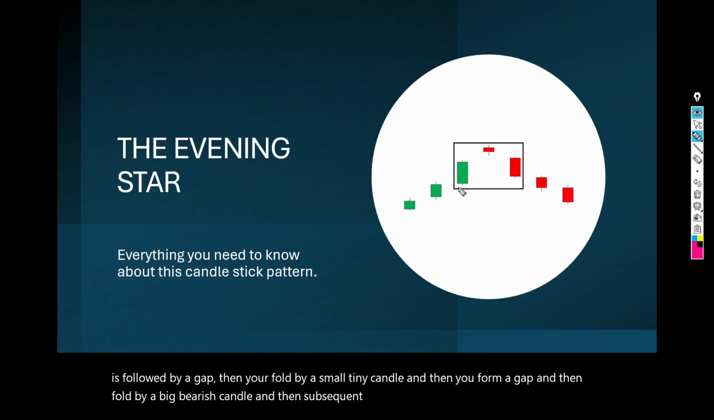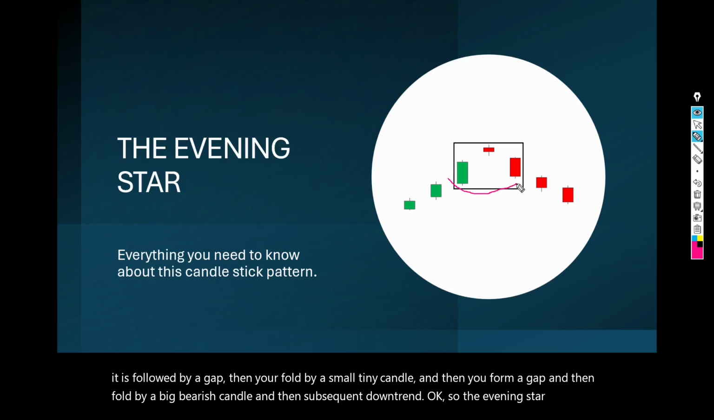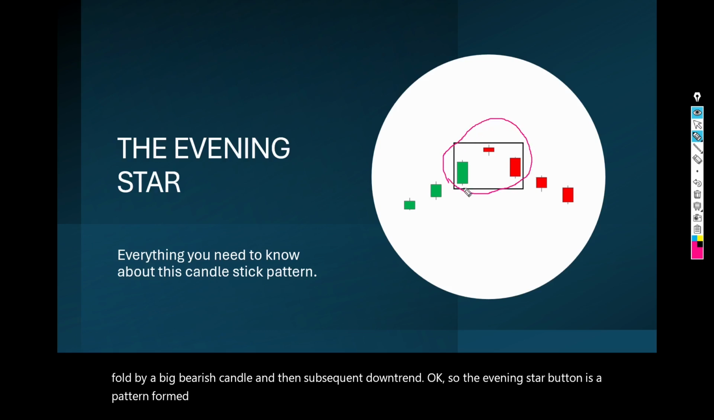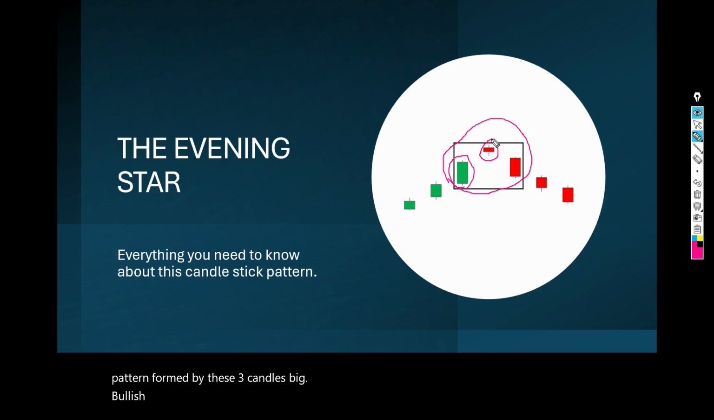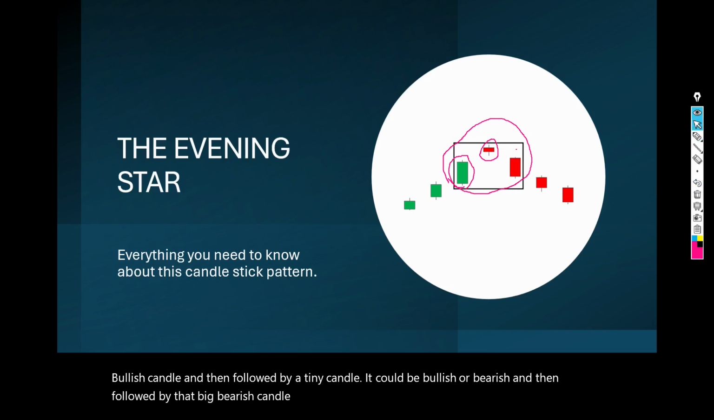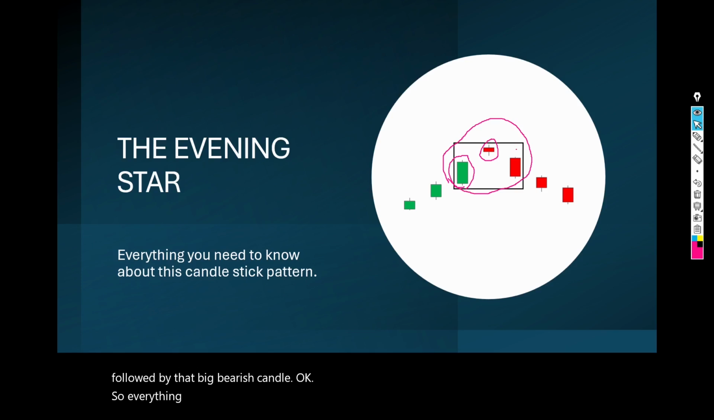Okay, so the evening star pattern is a pattern formed by these three candles: a big bullish candle, followed by a tiny candle, which could be bullish or bearish, then followed by that big bearish candle. Okay, so everything you need to know about the evening star is in this video.